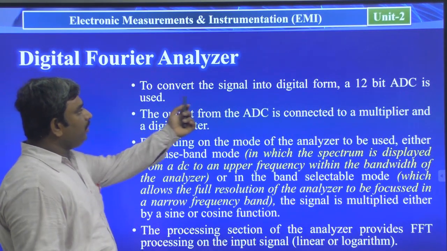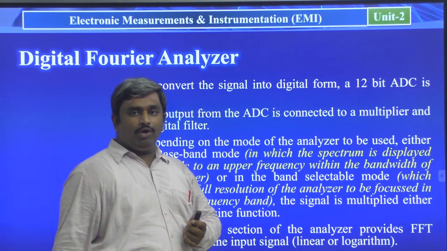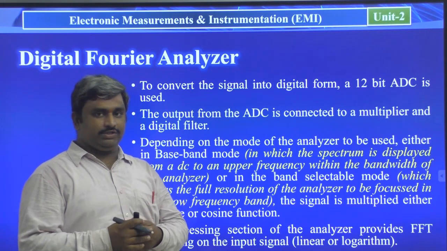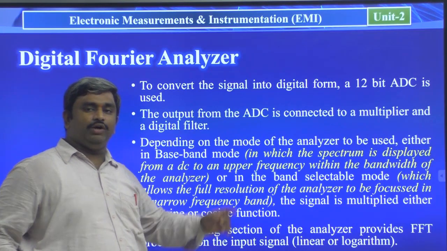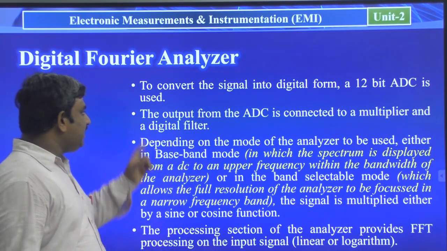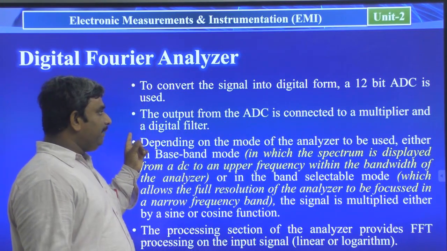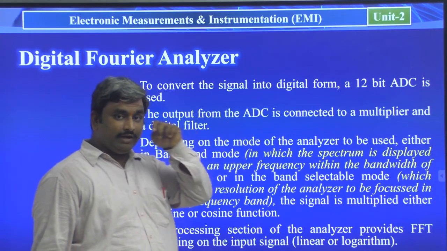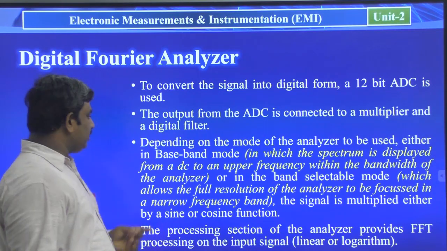Next, to convert the signal into digital form, a 12-bit ADC is used. If you want to process this data, you have to convert the analog signal into digital form. For that I am using a 12-bit analog to digital converter. The output of this ADC is connected to a multiplier and a digital filter.